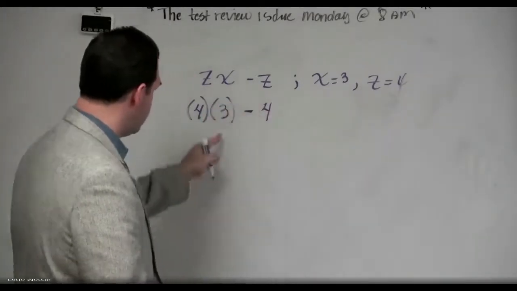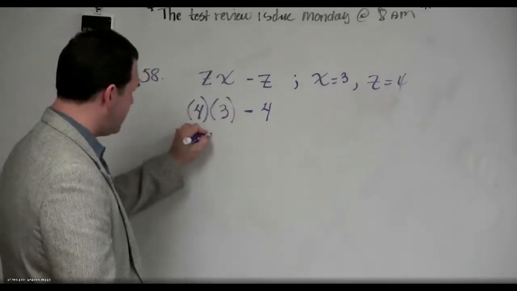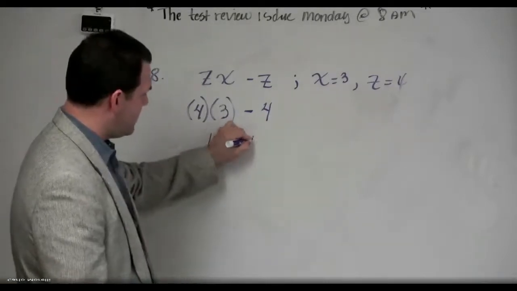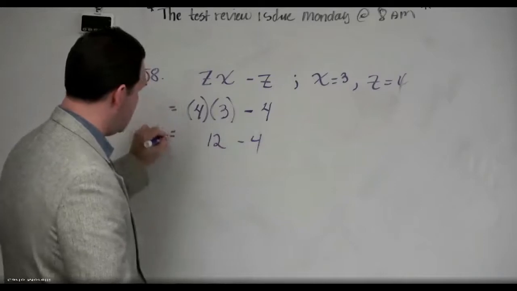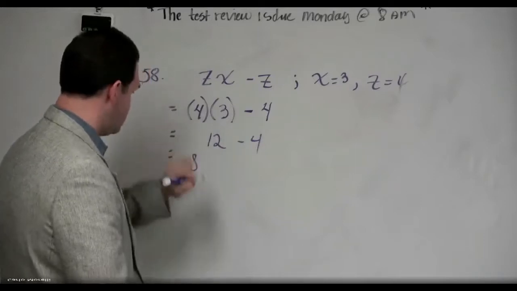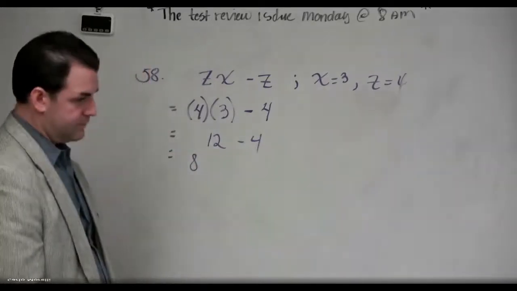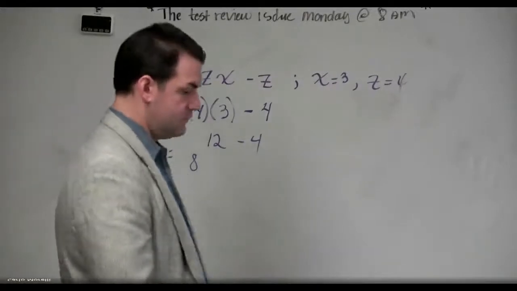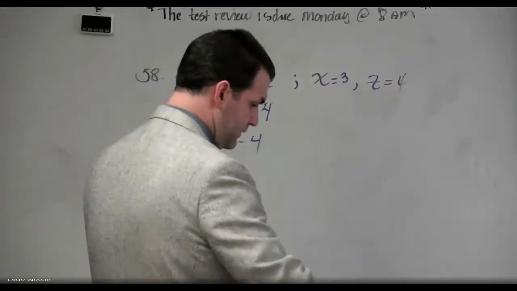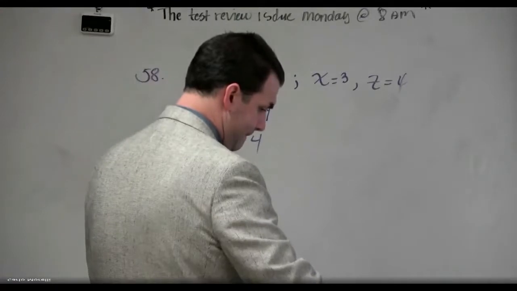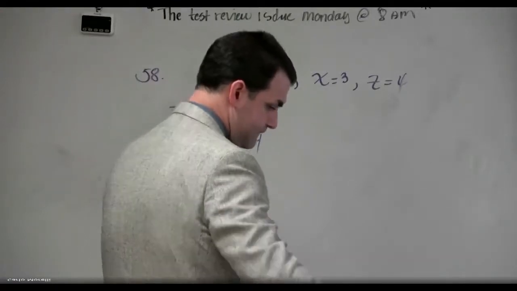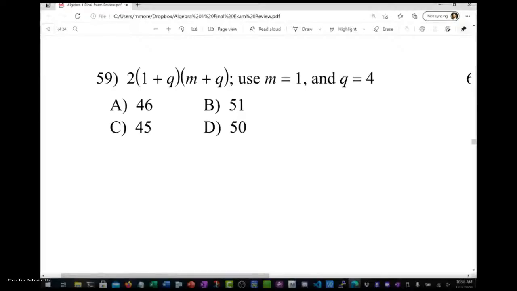So let's do multiplication first. 4 times 3 is 12, minus 4. 12 minus 4 is 8. Okay.